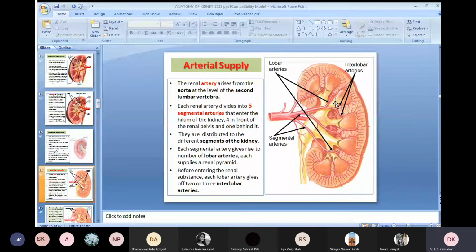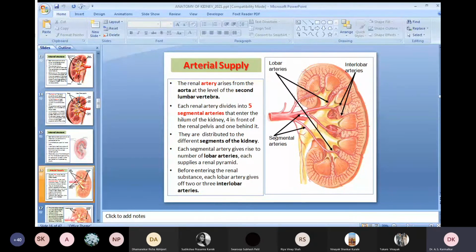Once we understand up to this part, we'll go to the next part: what is the arcuate artery and what are the other different arteries? If you see what I have written here, the renal artery arises from the descending aorta at the L2 level, that is the second lumbar vertebra. As this renal artery goes towards the kidney, it divides into 5 segmental branches, and they will enter the hilum of the kidney.